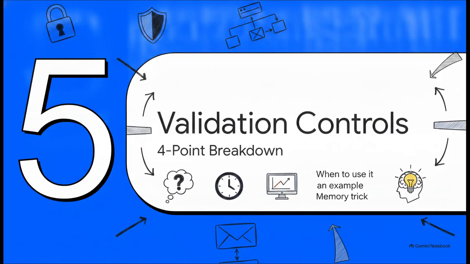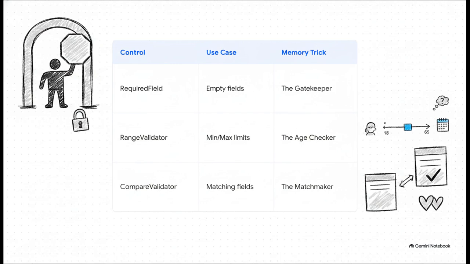Section 5 is our Validation Controls Masterclass. We're going to break this down using a 4-point trick. Let's rapidly run through the specific bouncers you need to know. First, the RequiredFieldValidator. The problem it solves? Empty fields. Use it for mandatory inputs like a password field. Memory trick, think of it as the gatekeeper. You shall not pass if the field is empty.